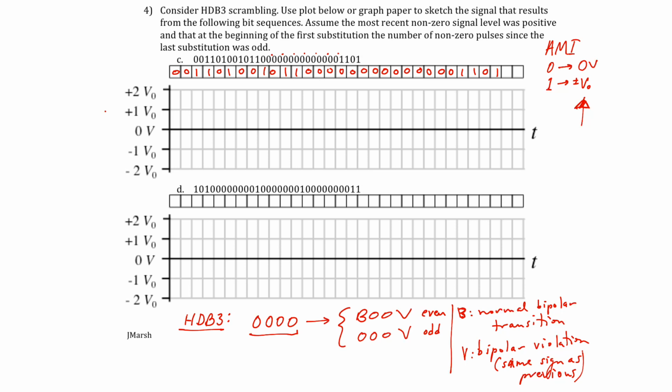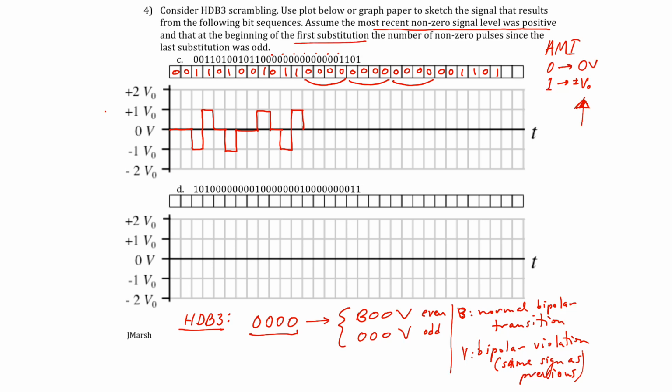on my first 1, then positive, then negative again, and then 2 zeros and a 1, a 0, a 1, and a 1, and now I have 4 zeros, and so I'm going to do a substitution. I got 4 more coming right after that, and 4 more again, so I get 3 substitutions in a row. We're supposed to assume that at the beginning of the first substitution, the number of non-zero pulses since the last was odd. In other words, 000V is my substitution here.